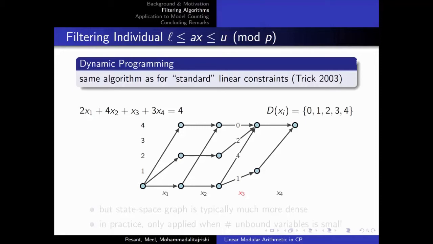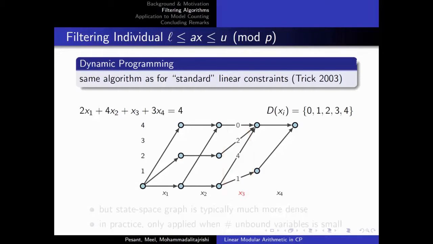Let me first recall that approach for standard linear constraints. For example, 2x1 plus 4x2 plus x3 plus 3x4 equals 4. Domains the same for every variable: 0, 1, 2, 3, 4. You would build the graph illustrated here. There's one layer per variable. The arcs in the layer above a variable represent values that are assigned to that variable and participate in the solution. And you would, for example, for x3, see that there is no arc labeled 3, which means that value 3 can be safely removed from the domain of x3 because it doesn't belong to any solution.